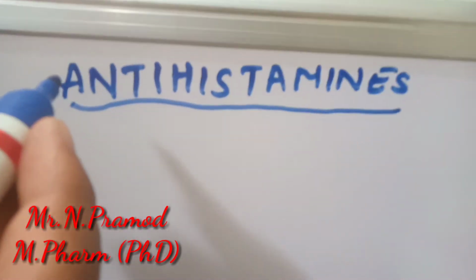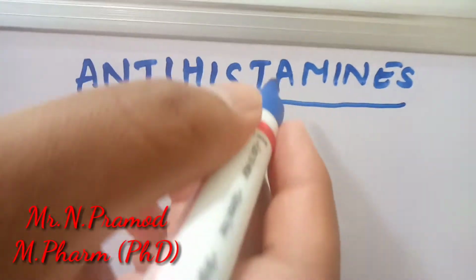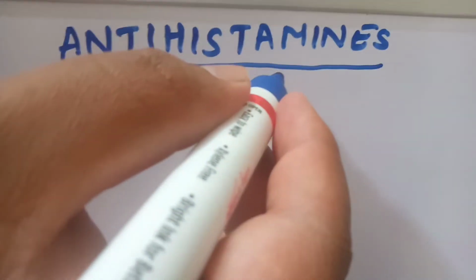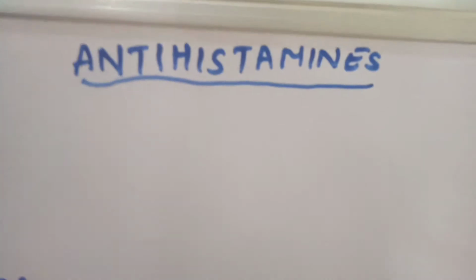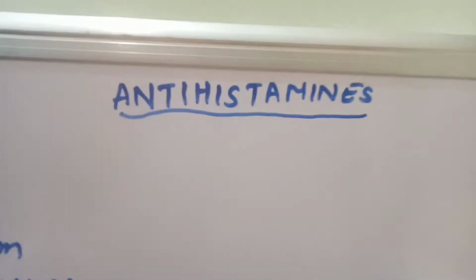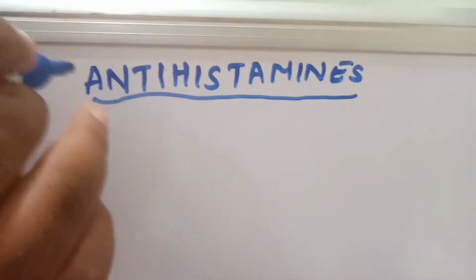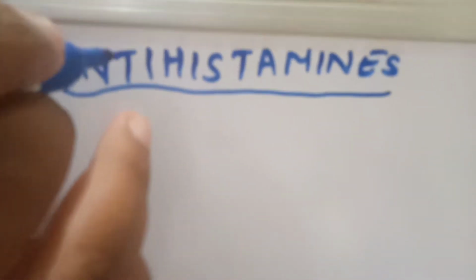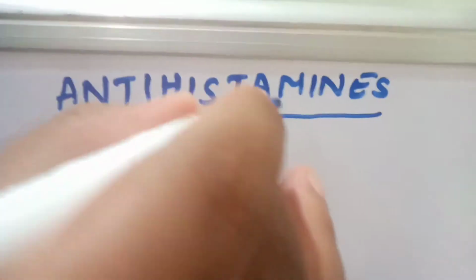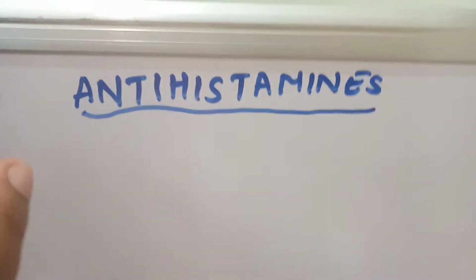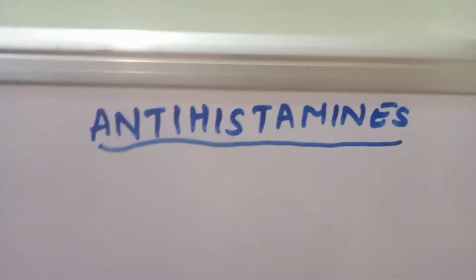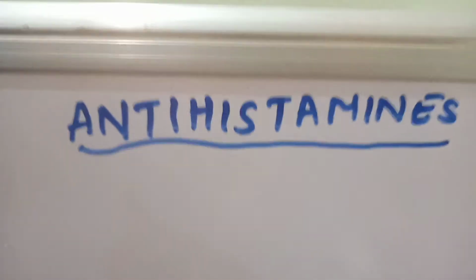Today we discuss antihistamines. What are these antihistamines? These are the drugs which are used to treat allergic reactions and increase in acid secretions. Why do we use them for allergic reactions as well as increased acid secretion? Histamine, when it binds to the H1 receptor, produces allergic reactions in our body.